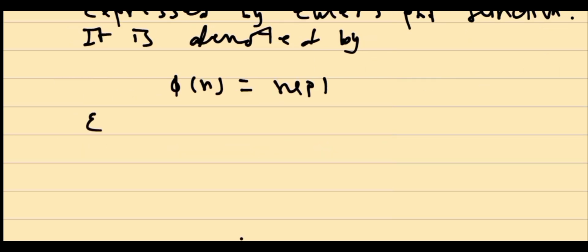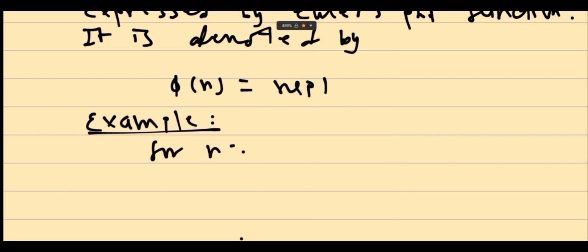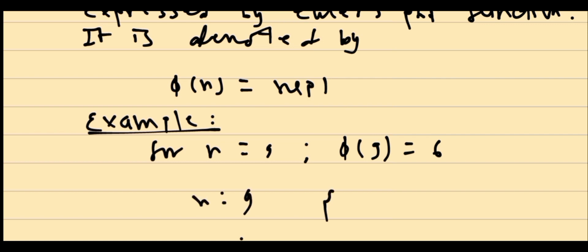For example, if n is equal to 9, then phi of 9 will be 6, because if n is equal to 9, then relatively primes to n and less than 9 means that they are less than 9 and relatively prime.